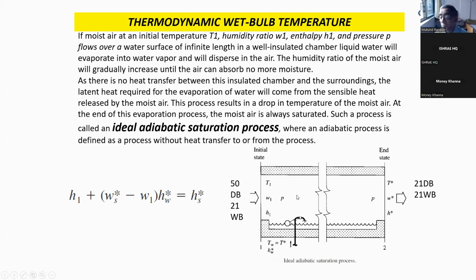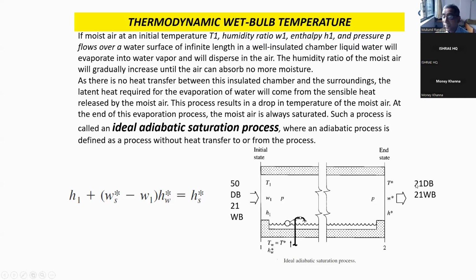If I want to find the equation of enthalpy, and I take the enthalpy of the inlet air as H1, how do I find the enthalpy at the outlet? I have added some water: the humidity ratio at the outlet is WS star and at the inlet is W1. So I have added WS star minus W1 times the enthalpy of water. To find the enthalpy on the right hand side, which is 21 degree dry bulb and 21 degree wet bulb, I have to write H1 plus something is equal to H star, which is the enthalpy of the completely saturated air.